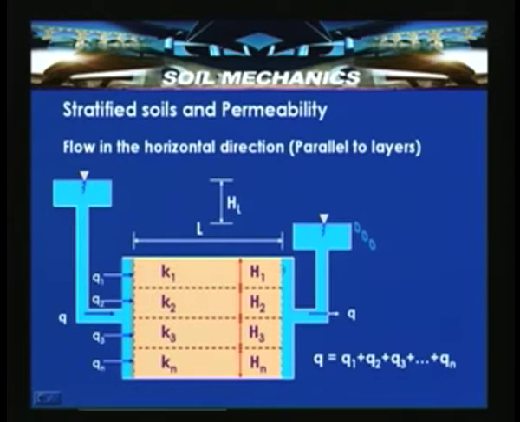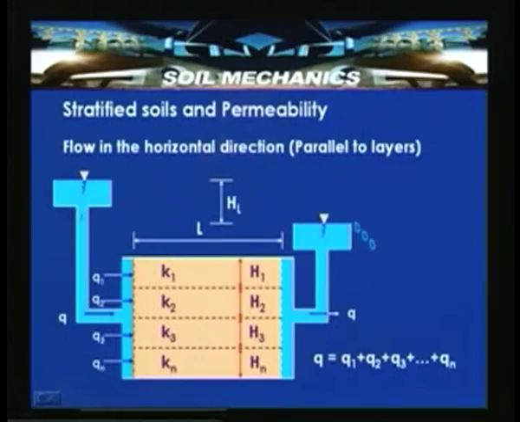Now, the length of flow allowed in the permeameter is L. K1, K2, K3, K4 to Kn are the coefficients of permeability of the stratified layers of thickness H1, H2, H3, H4 and Hn. And here we assume that the flow takes place from this point to this point through a head loss HL over a length L.